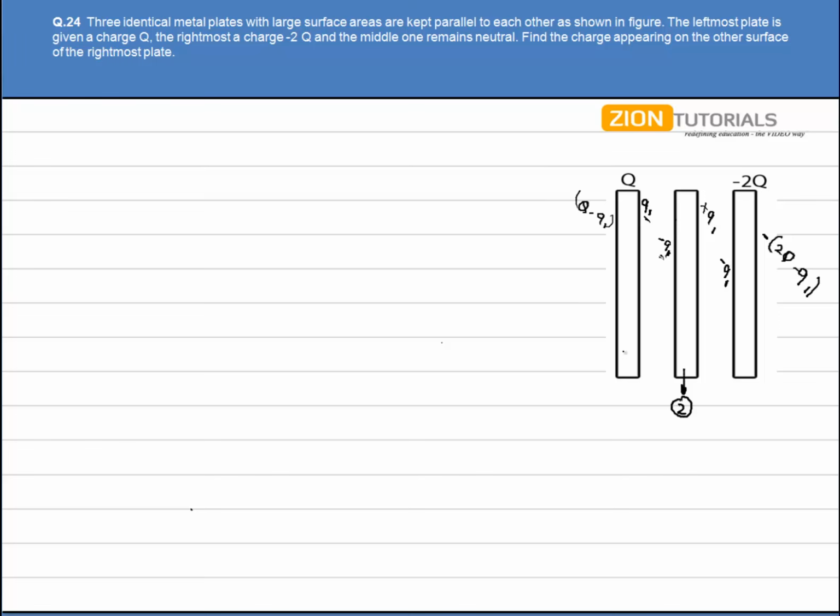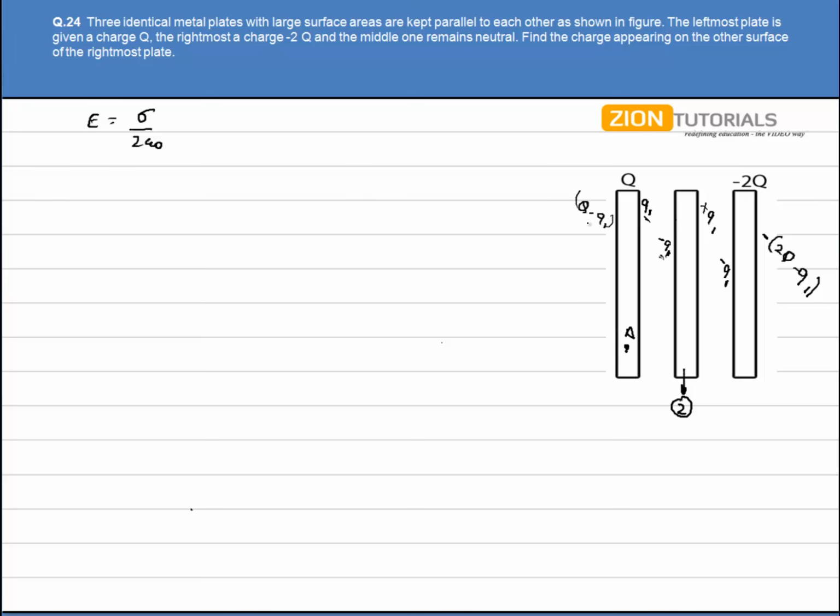Fine. Now let's say I have a point A. Now I'll calculate the net electric field at point A. That should be equal to 0 because this point A is inside a metal conductor, and the net electric field at this point A should be 0. Now we know that electric field is given by sigma by 2 epsilon naught. So I'll use this concept to calculate the electric field at point A.